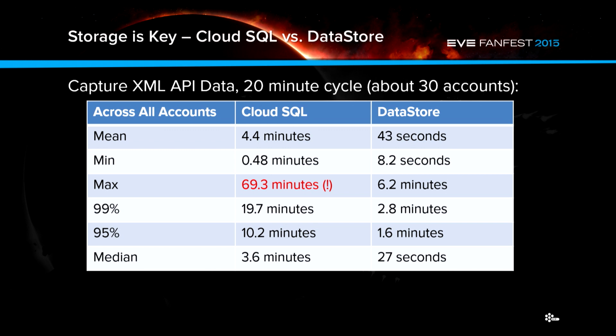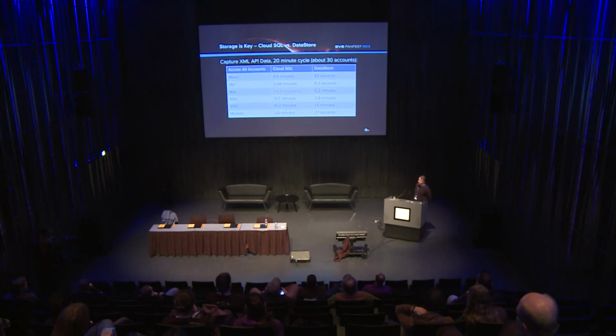The first time I wrote EveKit, I actually put everything into SQL. I stored all of the sync data as tables using Cloud SQL and ran everything from that, all the state and so on. And it was pretty bad. The table in the middle column here under Cloud SQL shows the stats for doing a sync of an account. I had about 30 accounts at the time, and I was doing a sync every 20 minutes. On average, it took about 4.5 minutes to do sync processing. And when things got really ugly, it took well over an hour to sync a single account, which is pretty bad. All the other stats look pretty bad as well.